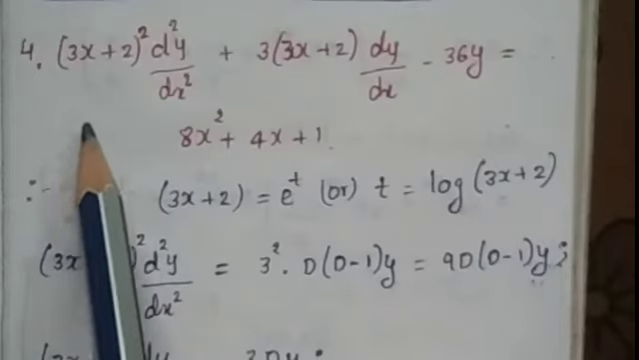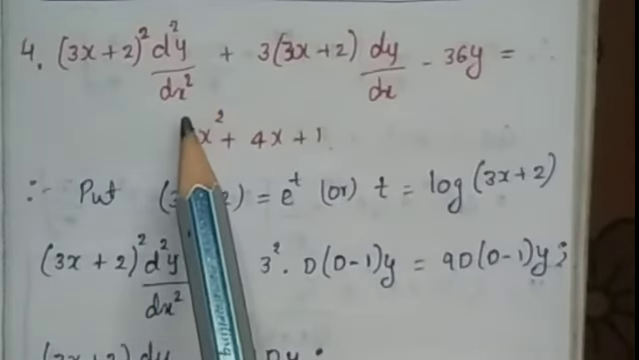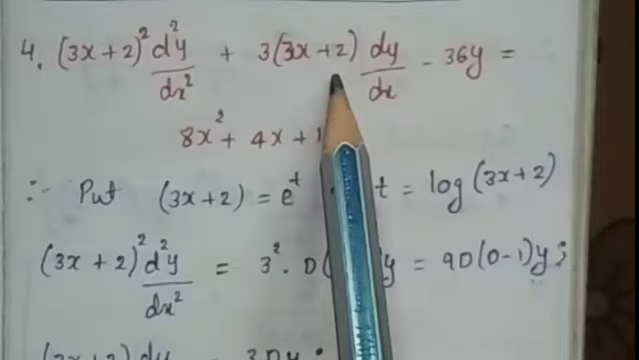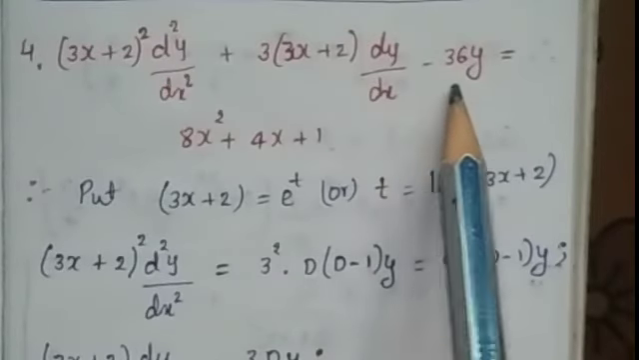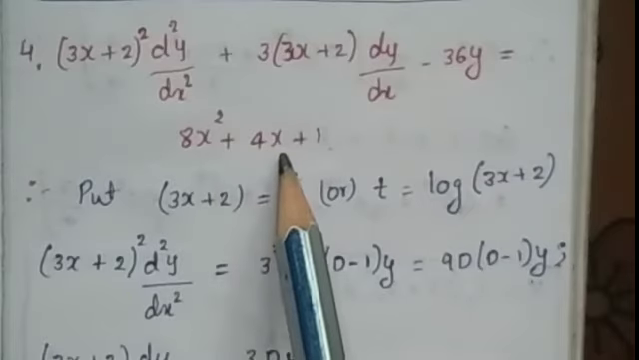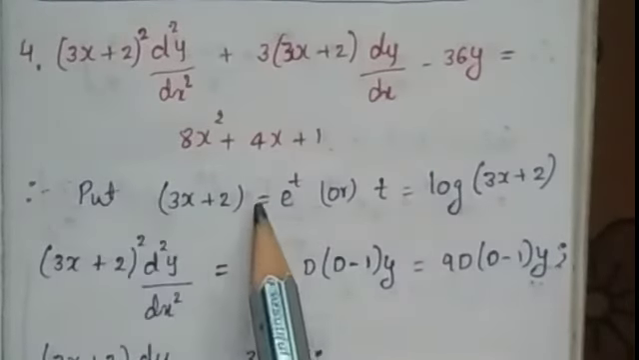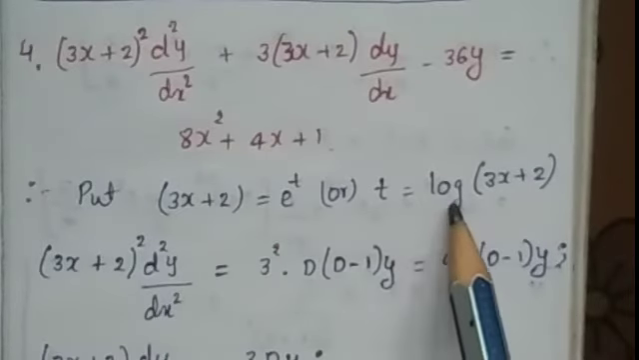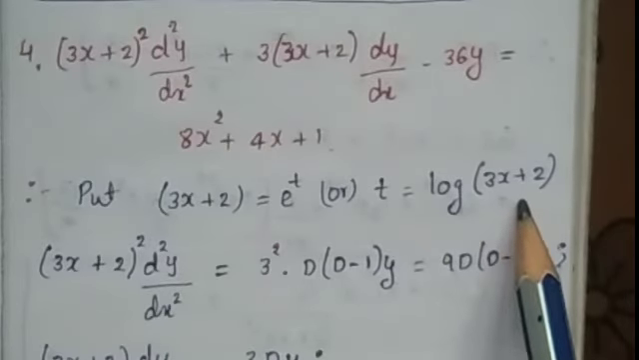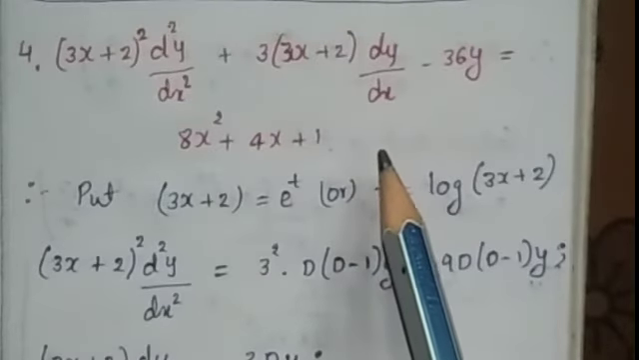Okay. Fourth problem. Solve (3x plus 2) whole square d square y by dx square plus 3 into (3x plus 2) dy by dx minus 36y, which is equal to 8x square plus 4x plus 1. Put 3x plus 2 equal to e power t, or t is equal to log of (3x plus 2), because it is the Legendre differential equation.